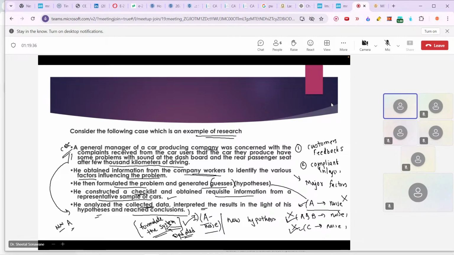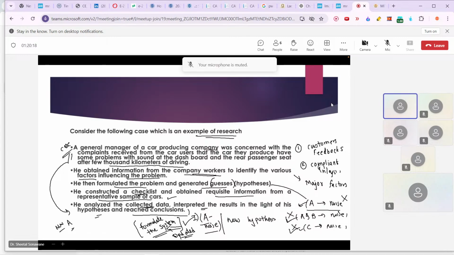Assume that a general manager of a car producing company was concerned with a complaint issued from the car makers that cars they produce have a problem with the sound of the dashboard, and their passengers say so after a few thousand kilometers of driving. This is the problem which they have identified. They have got several complaints. So the first parameter which is being taken into consideration is customer requirement. After a few thousand kilometers of traveling, the noise problem in the dashboard is there. So this was the problem. So how did the company solve the problem?